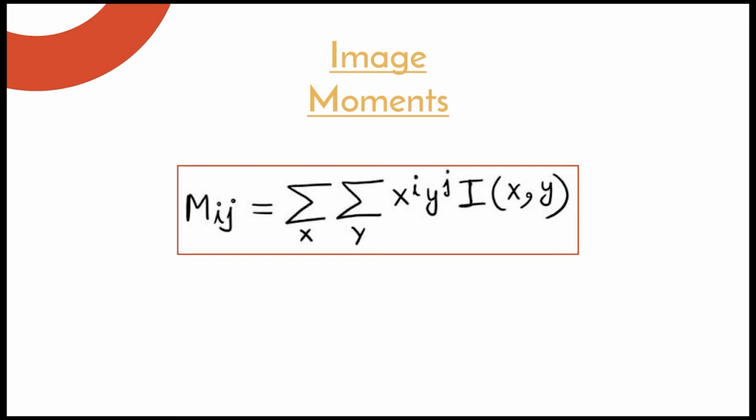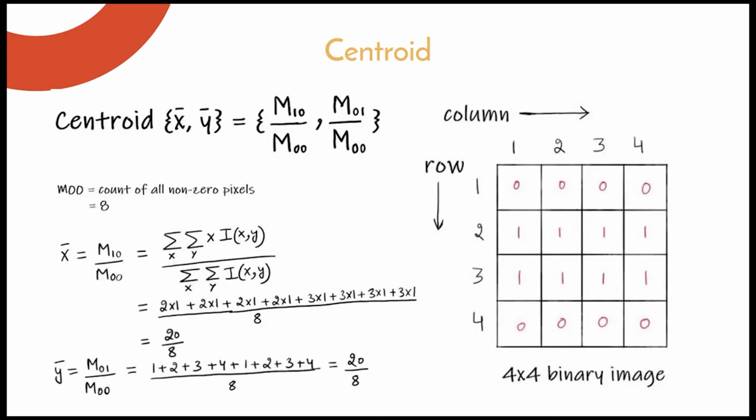There are different kinds of moments like first order moments, second order moments, and so on. This is a generalized formula to calculate moments. Let us understand this formula by calculating the centroid of the contour. Centroid of an object is its center. Here in our case, the object is nothing but the contour that is drawn around an object in an image. And center is simply the average of something.